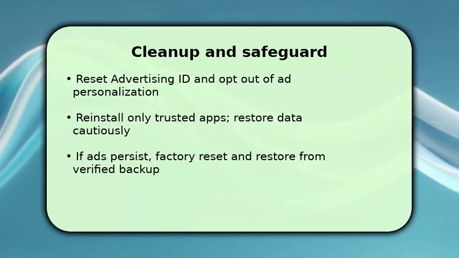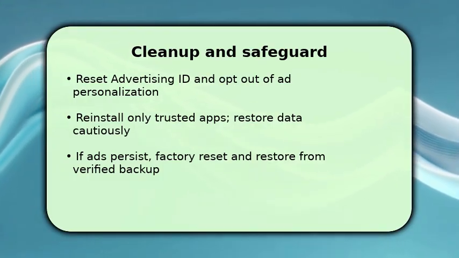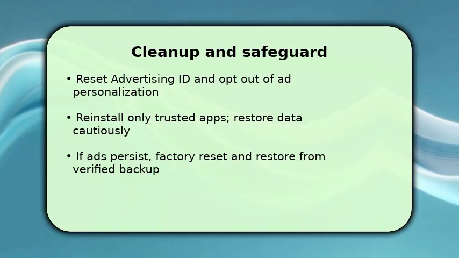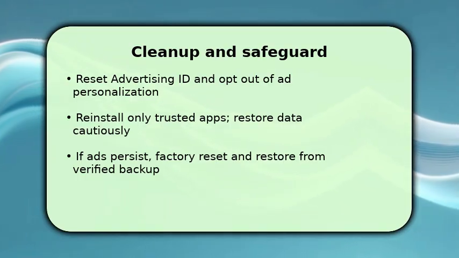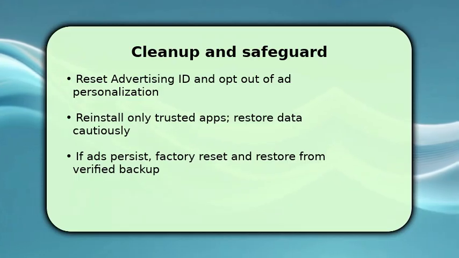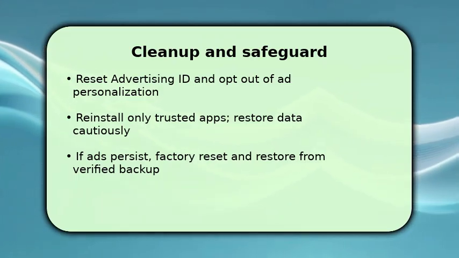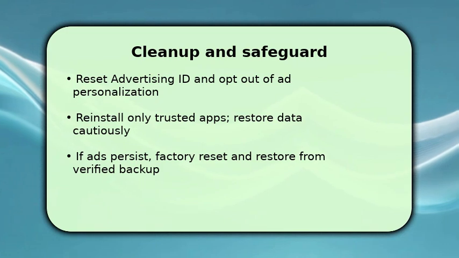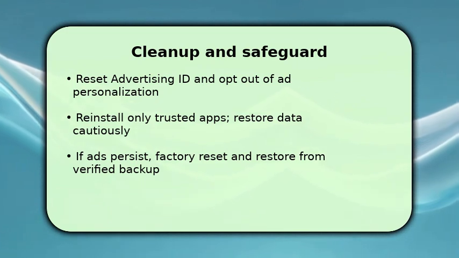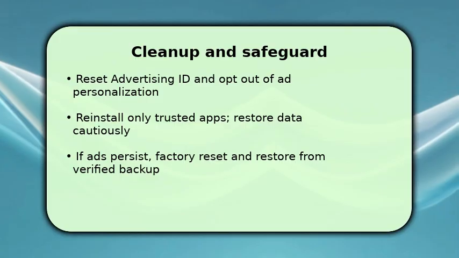If unusual ads continue after all steps, back up essential data and perform a factory reset, then restore from a verified clean backup, because persistent adware sometimes hides in app data. Troubleshooting tip: if ads reappear after a restore, the backup likely contains the ad component. Skip it and reinstall apps manually.